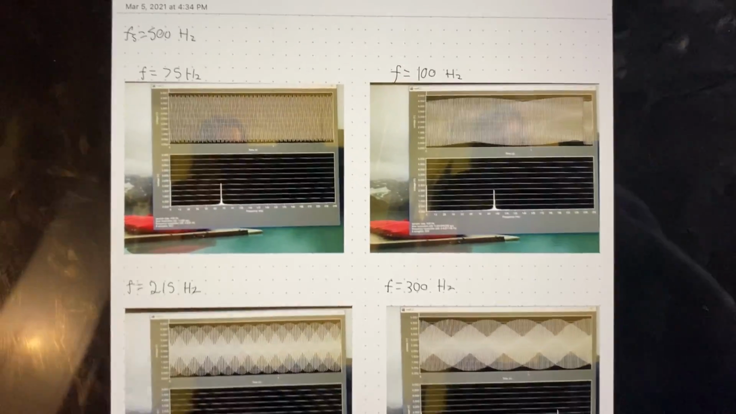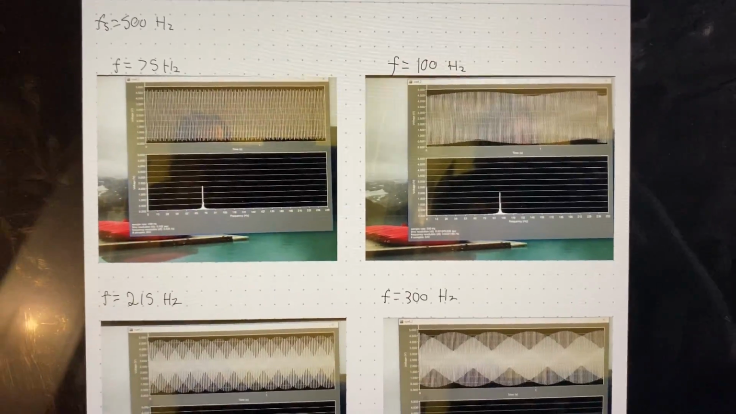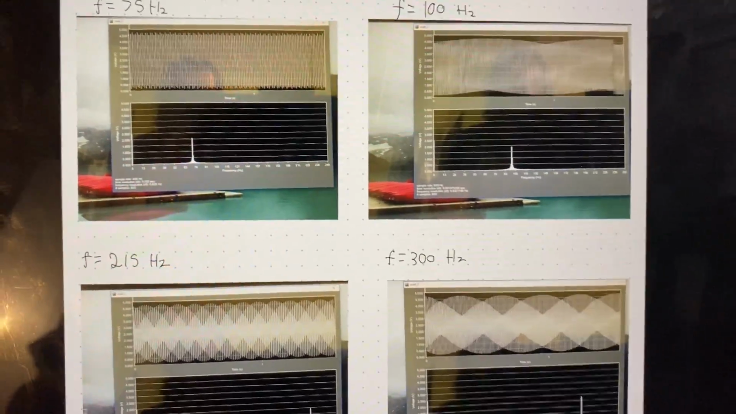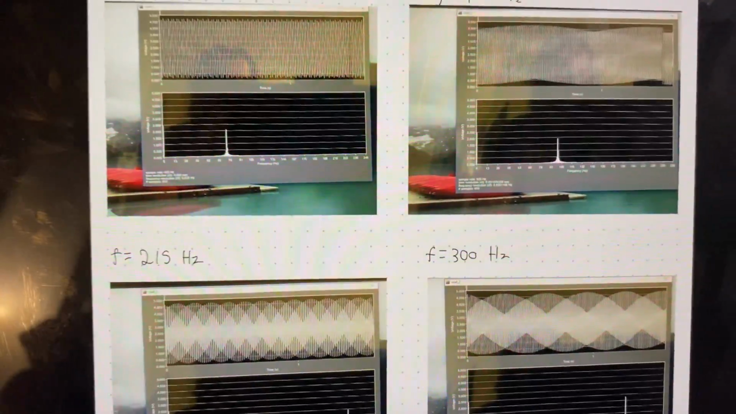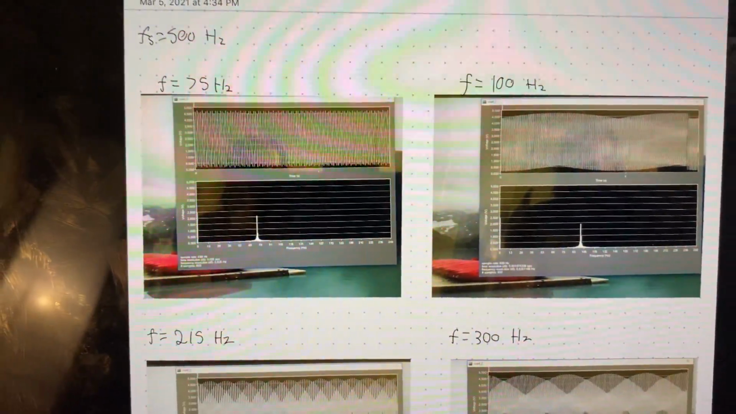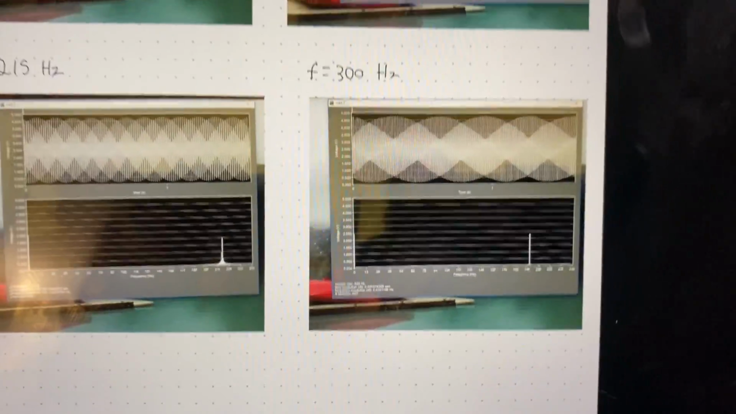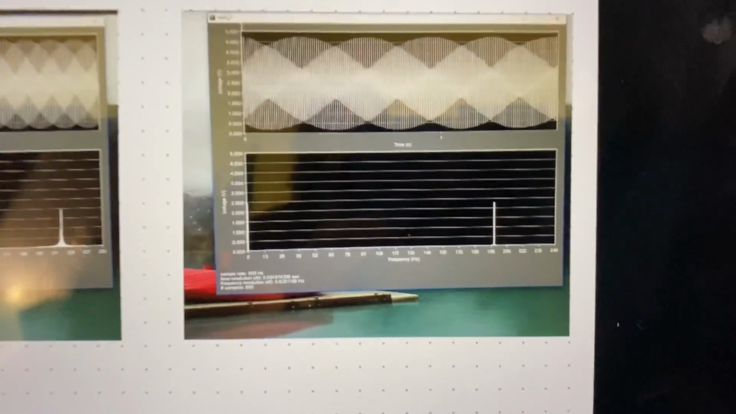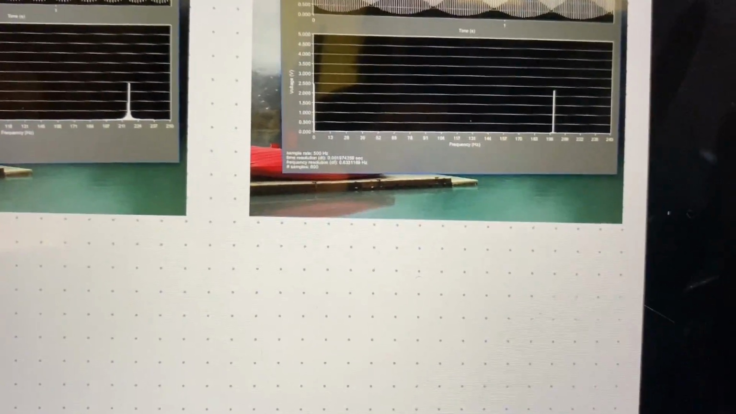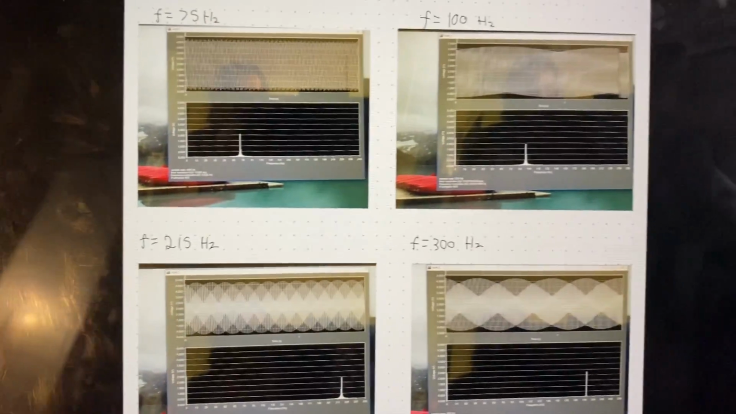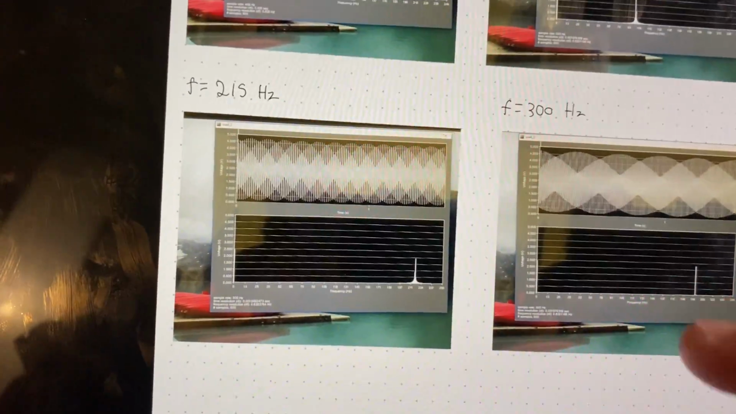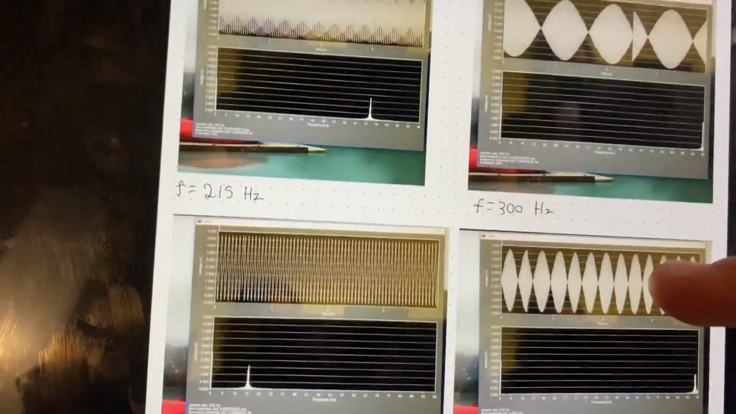So now looking at the graph and frequency and time domain graphs from the Processing code. For the 500 Hertz sampling frequency, only the 300 Hertz signal aliased, and it aliased down to around 200 Hertz. The other had expected frequency domain plots.